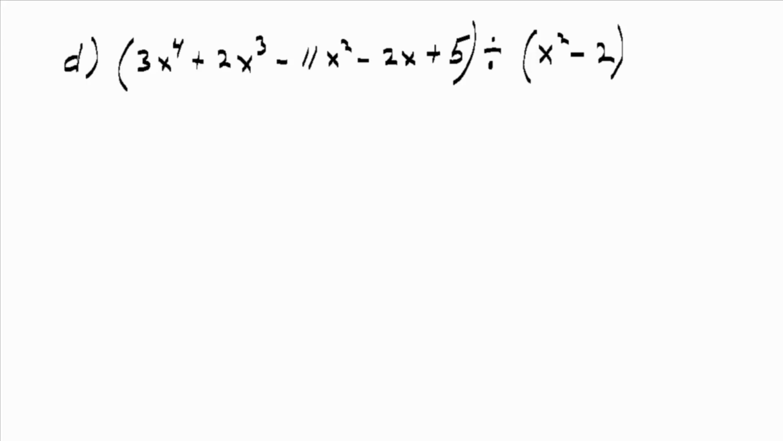In part D, same directions, we're long dividing. We're taking 3x to the fourth plus 2x cubed minus 11x squared minus 2x plus 5, whew, that's a mouthful, divided by the quantity x squared minus 2.